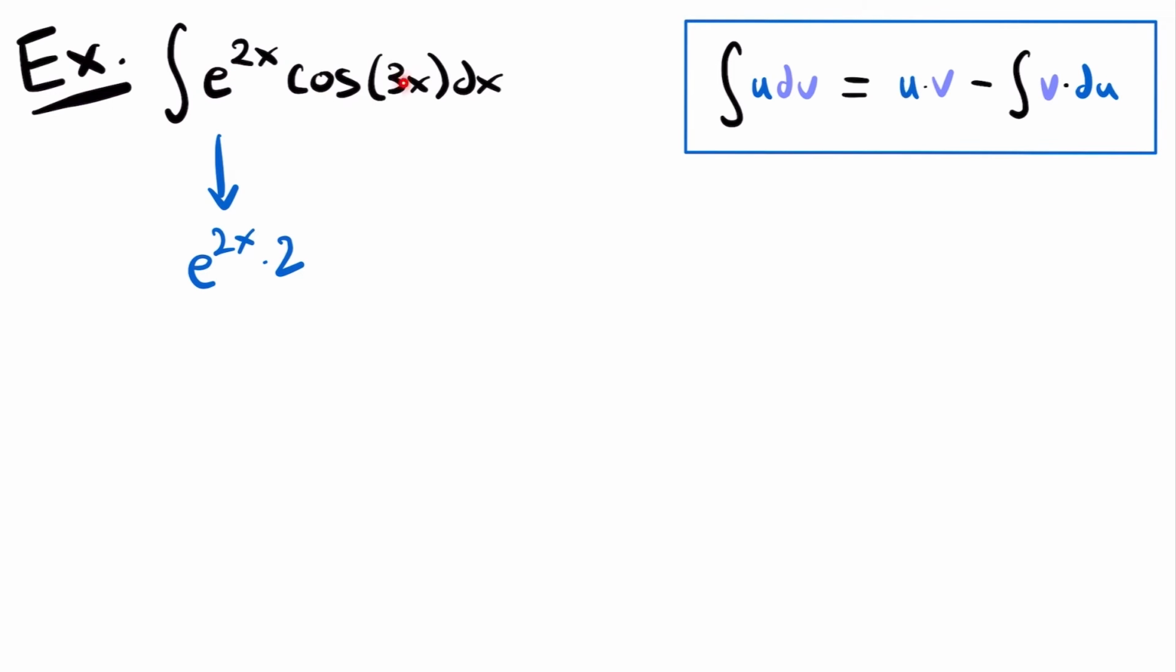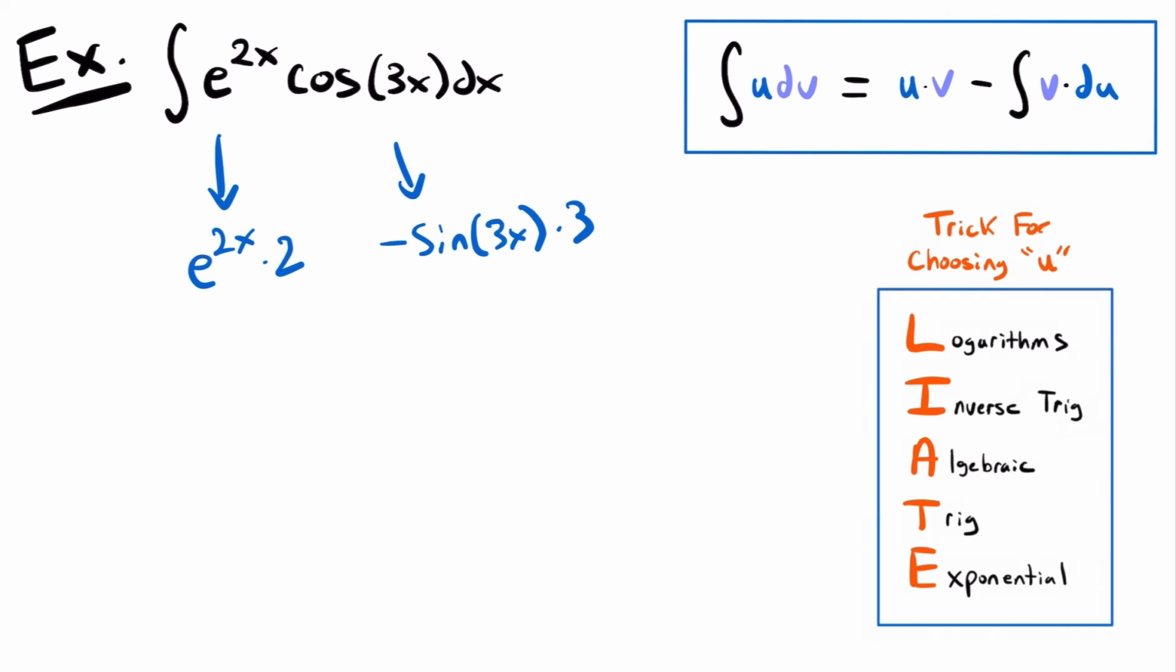And then if we look at the derivative of cosine of 3x, that's going to be equal to negative sine of 3x times the derivative of that inside function, which is just 3. And so in either case, the derivative of both of these functions is not getting any simpler, right? And so what do we do in this scenario? Well, if we reference our acronym, LIATE, you can see that trig functions are higher up on the list than exponential functions. And so it looks like we want to set u equal to our trig function.